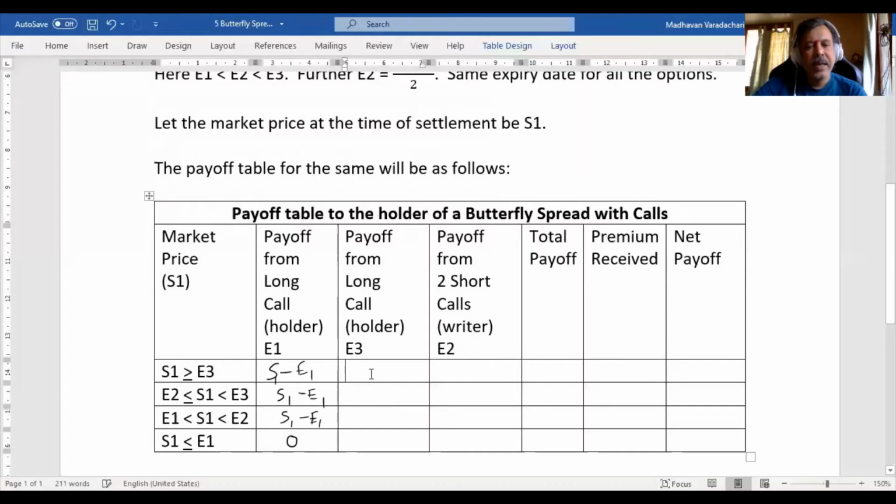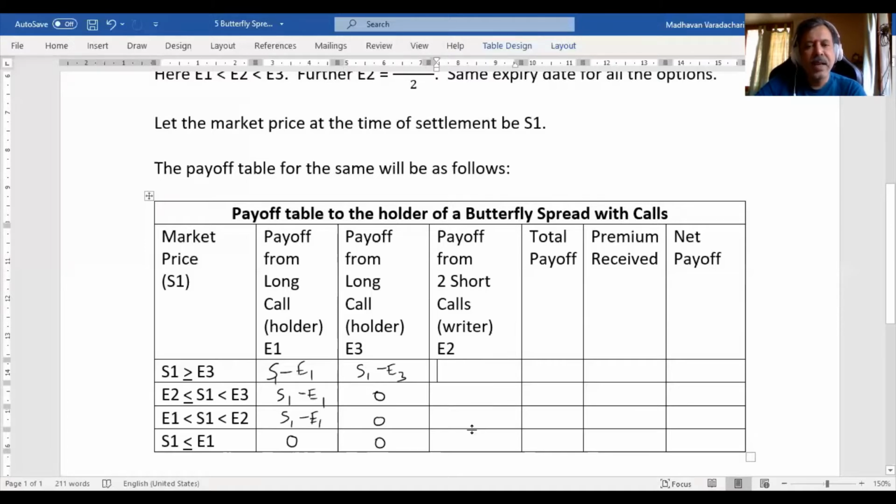Here, again, I am the holder. I'm purchasing another call at a higher exercise price E3. So market price is larger than E3. So I will exercise the option. So it will be S1 minus E3. Here, market price is lesser than E3. I won't exercise. It will be 0. Market price is lesser than E2. So it has to be lesser than E1 also. I won't exercise. Market price is lesser than E1. So it will be lesser than E3 also. I won't exercise.